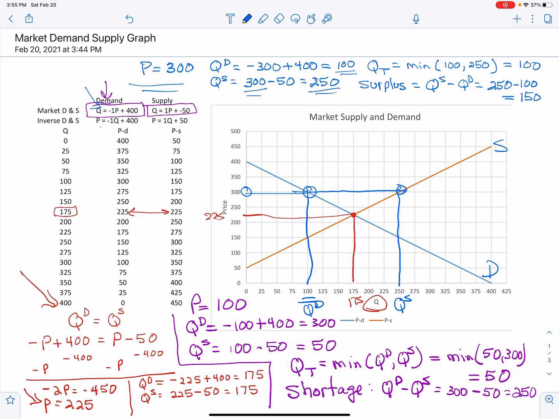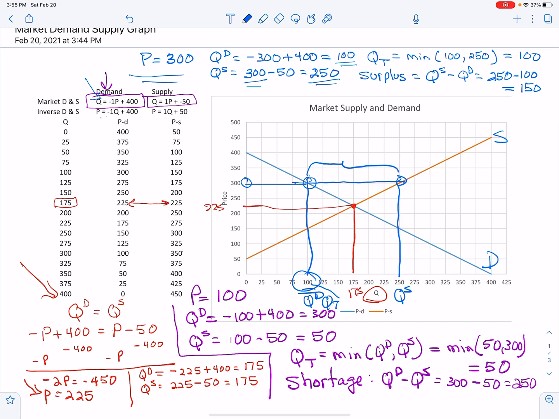What is the quantity transacted? Well, the quantity transacted is always the minimum of the quantity demanded and quantity supplied. And so here, when the price is 300, the quantity transacted would be 100, because that's the lowest of the quantity demanded and quantity supplied.